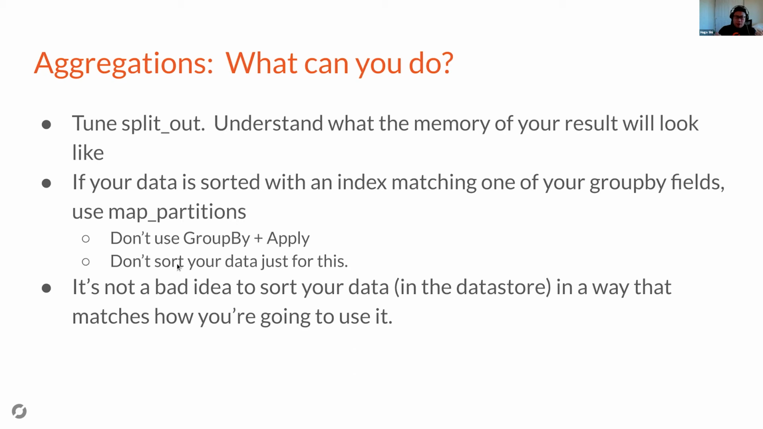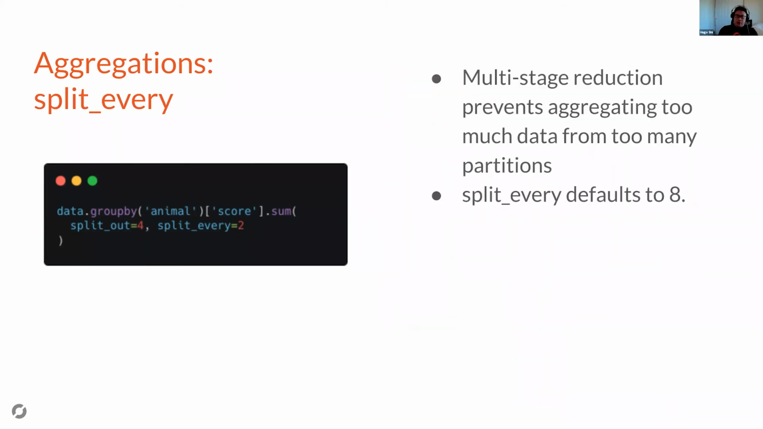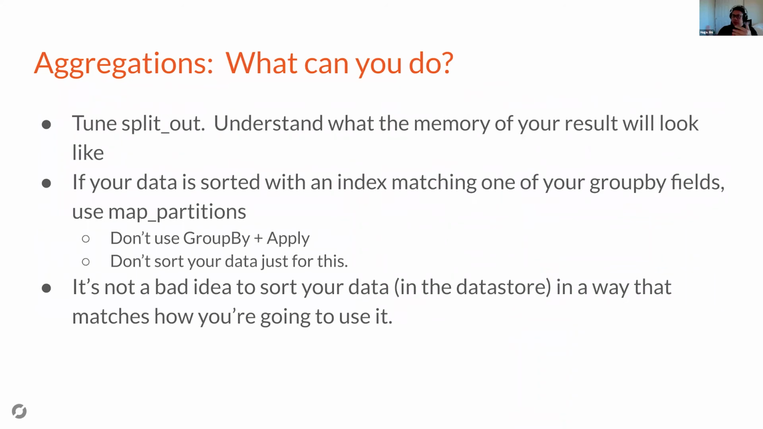Finally, I would say, given the choice, if your data is not sorted, don't sort your data just to implement the aggregation. You're probably better off doing things like tuning split out. The reason is, if you look at this pipeline, there are reductions at every step of the way. So the amount of data being transferred is much less than your overall data set because you're reducing it every step. Whereas if you go, I'm going to sort my data just to implement this operation, you end up having to move data around without the benefit of doing any of the reductions. And so that's most of the time way less efficient.